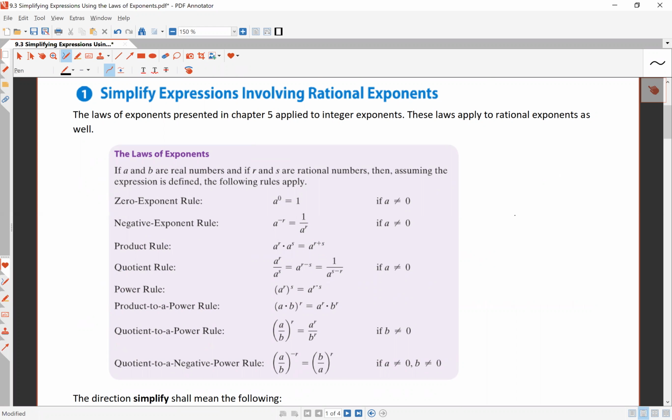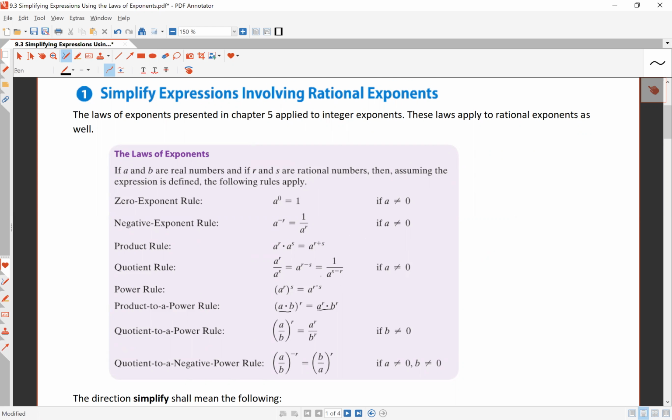Any number to the 0 power is 1. Negative exponents get flipped. Product rule, when we multiply, we add their exponents. Quotient rule, when we divide, we subtract their exponents. Power to a power, we multiply those exponents. And when you have something being multiplied, or a product to a power, each one gets raised to that power.